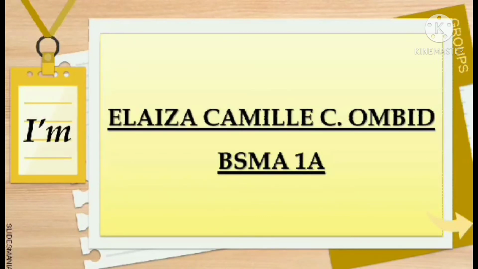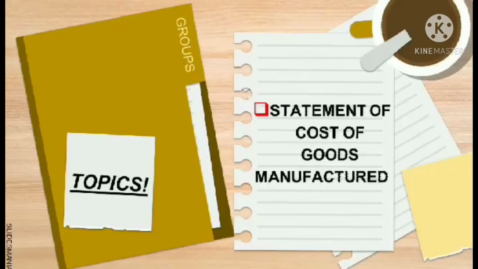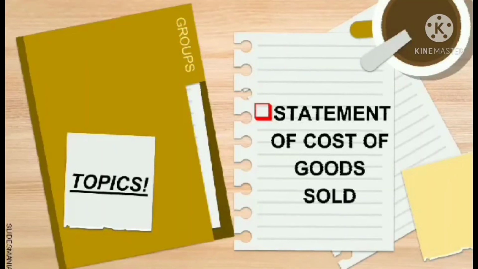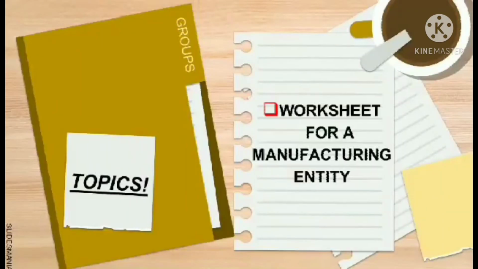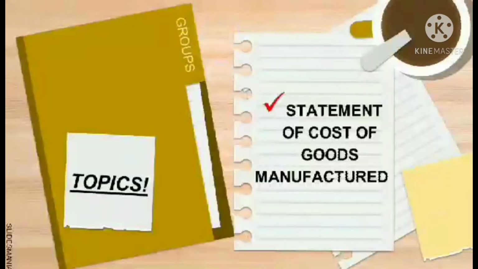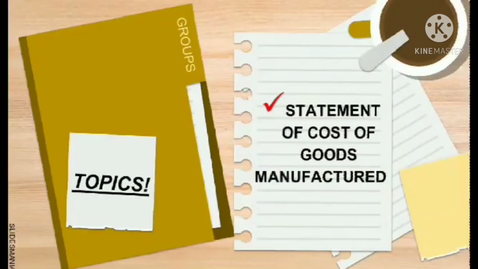I'm Eliza Camille C. Ombid from BSMA 1A. The last topic in the previous report is about accounting for manufacturing activities. The reporter discussed and showed the pro forma journal entries of the more common transactions for a manufacturing entity. And now, I will discuss the statement of cost of goods manufactured, the statement of cost of goods sold, and the worksheet for a manufacturing entity. Let's proceed with the first topic.